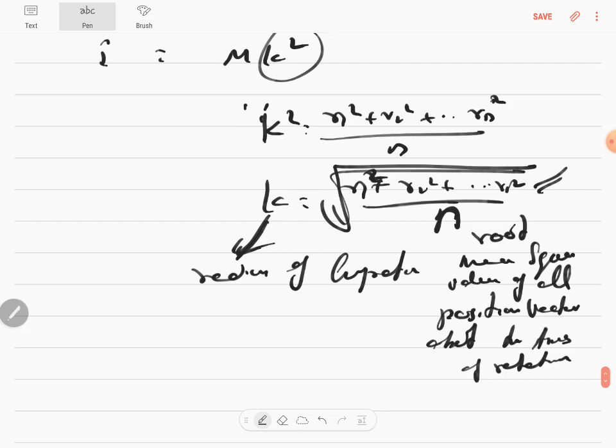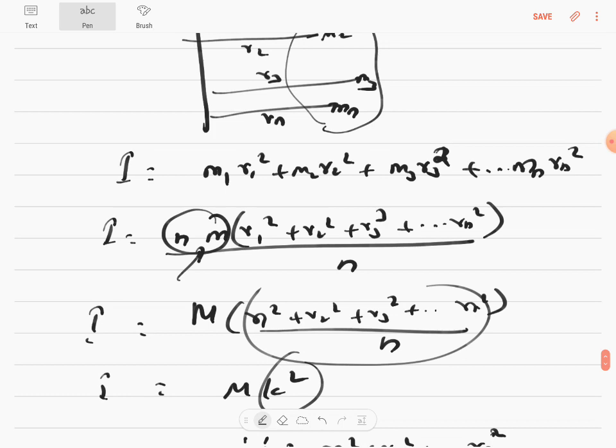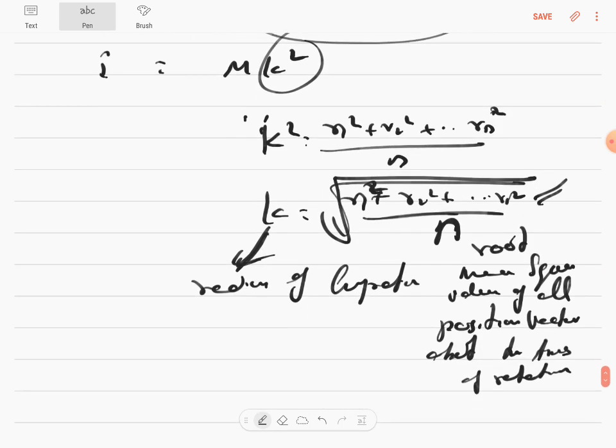Name two factors it depends upon. Radius of gyration depends upon how the particles have been distributed. Can you see that from here?